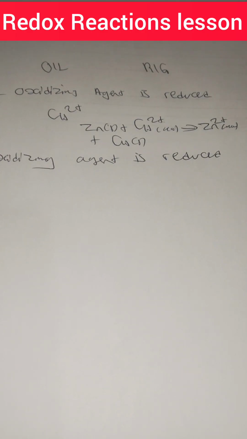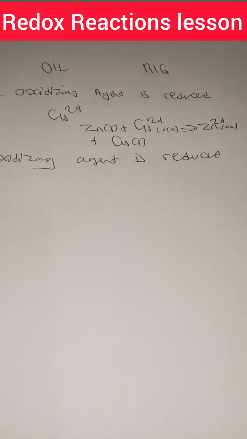Is oxidized. So since zinc has been oxidized, it is a reducing agent because it has been oxidized. Students usually confuse this, because they just hear that an oxidizing agent should be oxidized. No, it's the opposite. An oxidizing agent is reduced. The reducing agent is oxidized.